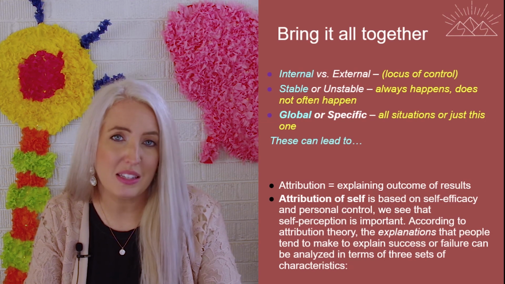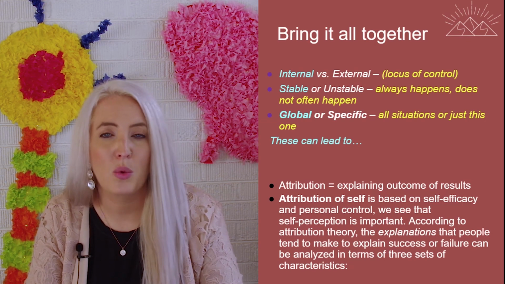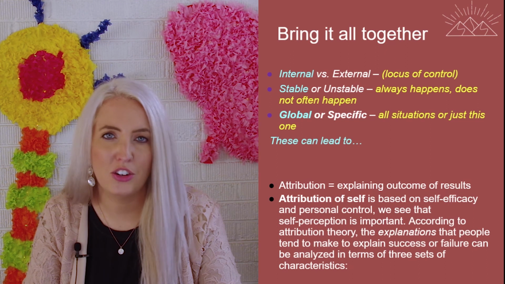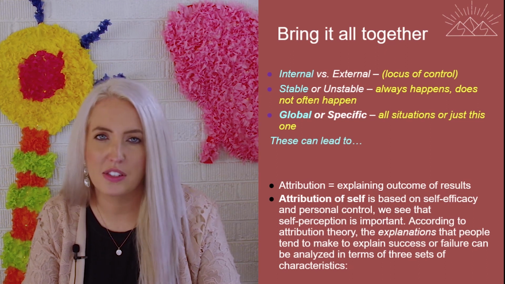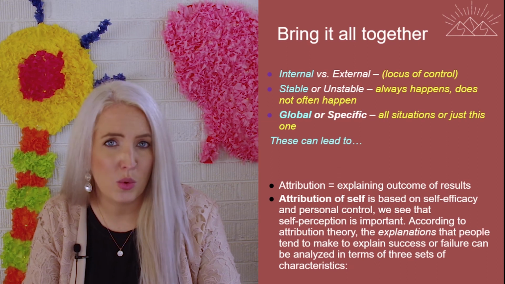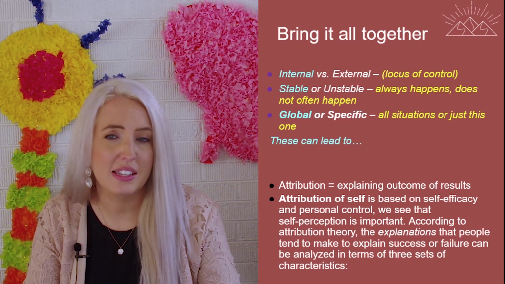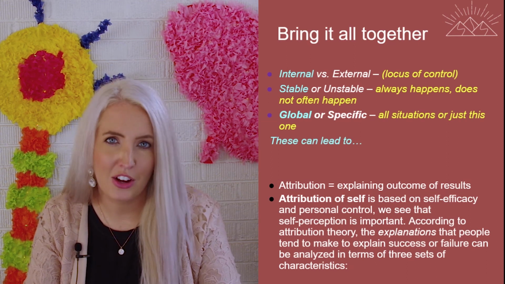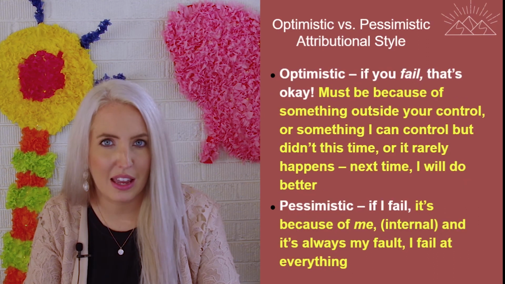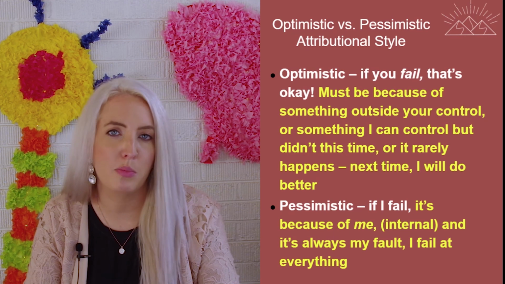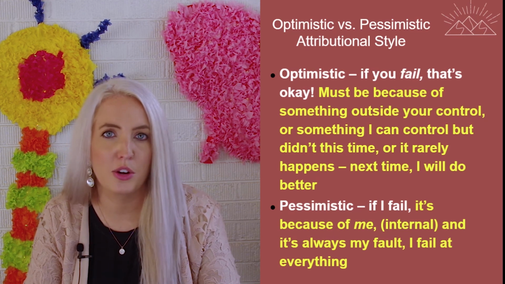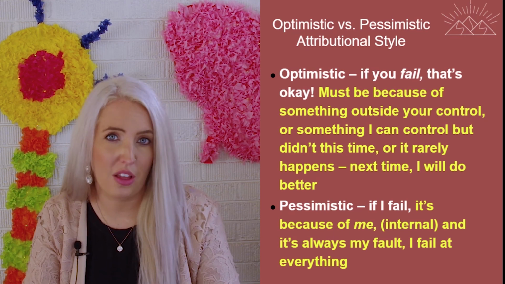If we have a pessimistic attributional style, we answer those questions as internal and global and stable, meaning I failed because of something I did, and it's always going to be this way, and it's never going to change. And you can hear how pessimistic that explanation is, and how that can then affect how we approach other areas, other challenges that we face in our life.